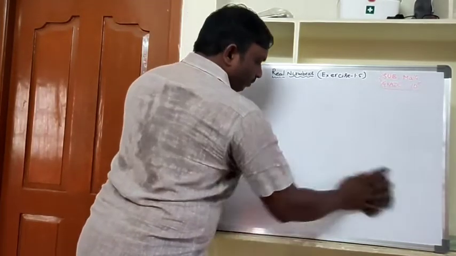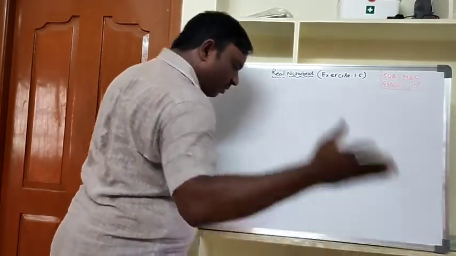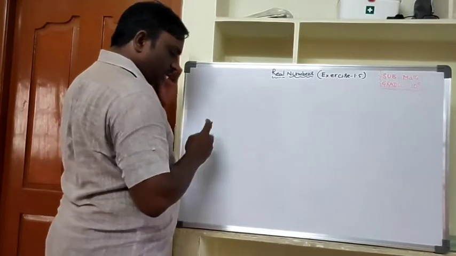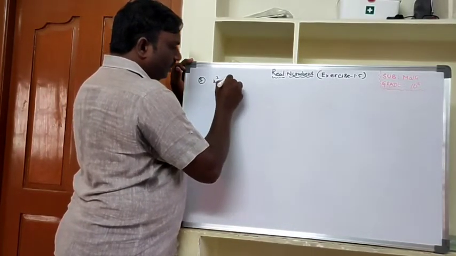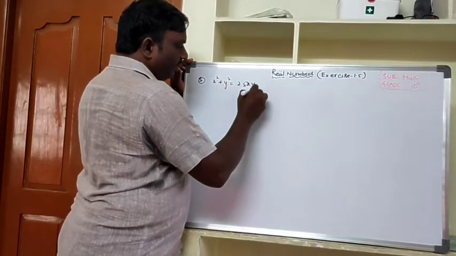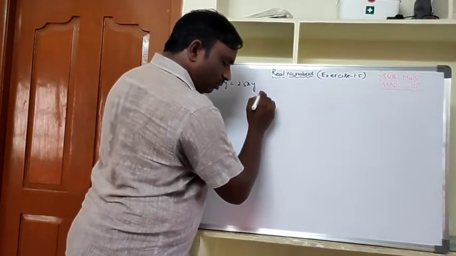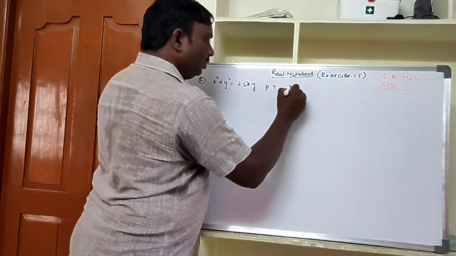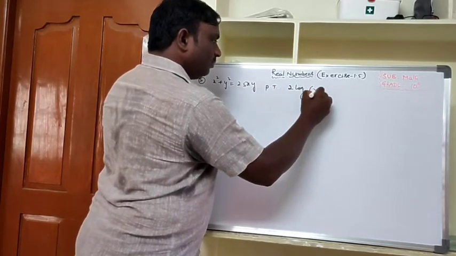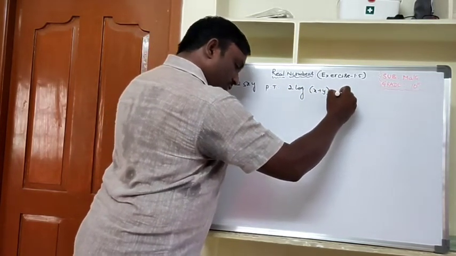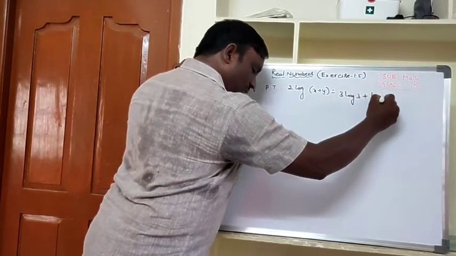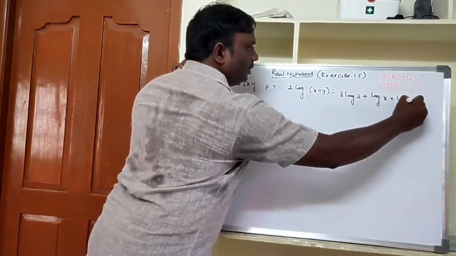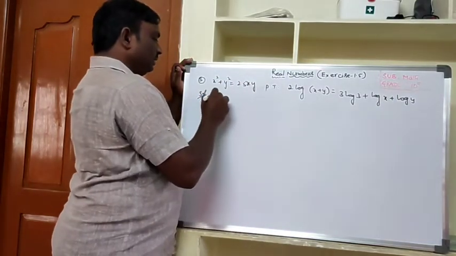Listen very carefully. These are questions from public examinations, 2-mark questions. Okay, fifth question. If x square plus y square equals 25xy, then prove that 2 log(x plus y) equals 3 log 3 plus log x plus log y. We have to show this one. So I am taking the LHS.